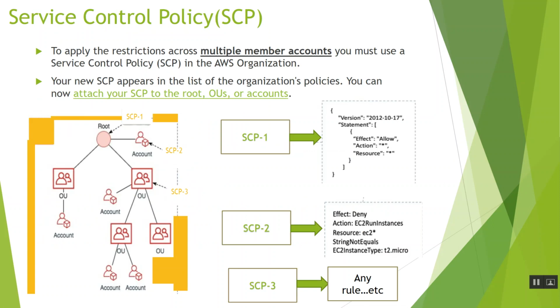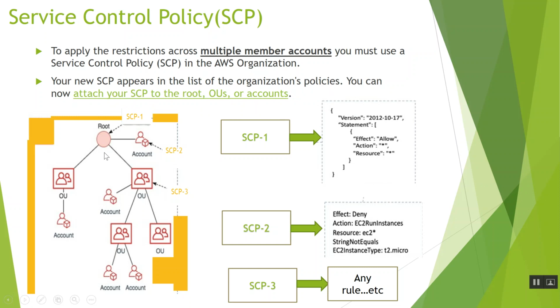So the first topic is service control policy. This is the main concept we need to know to apply restrictions across multiple member accounts. You must use a service control policy at the AWS Organizations level. Your new service control policy appears in the list of organization policies. You can now attach your SCP to the root user, organizational units, or accounts.